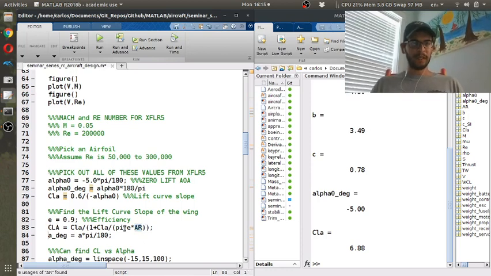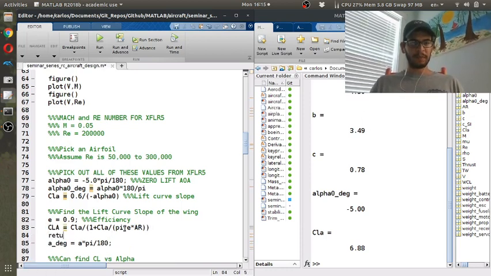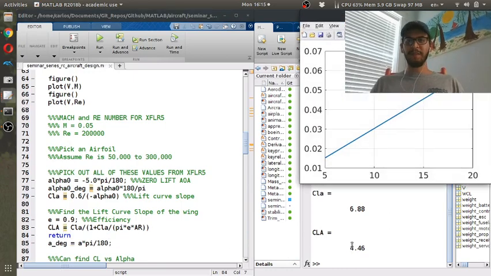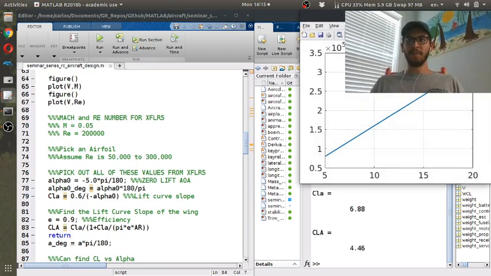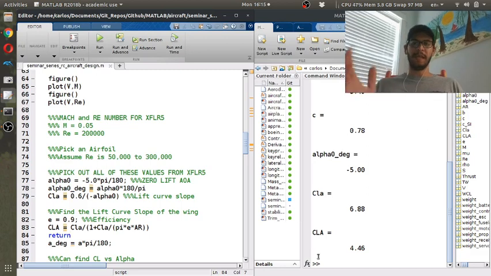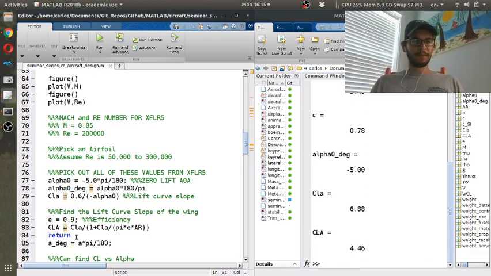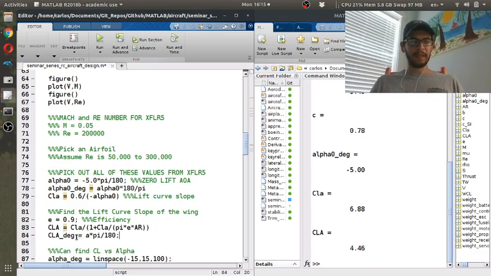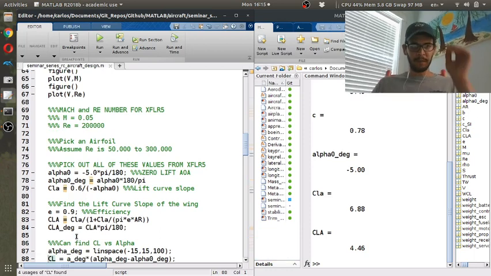And so we should be able to compute CLA and then type in return so that we get 4.46. That's a much more realistic number for a wing. And then we can compute CLA in degrees, and that's CLA times pi over 180. We're not going to output that.